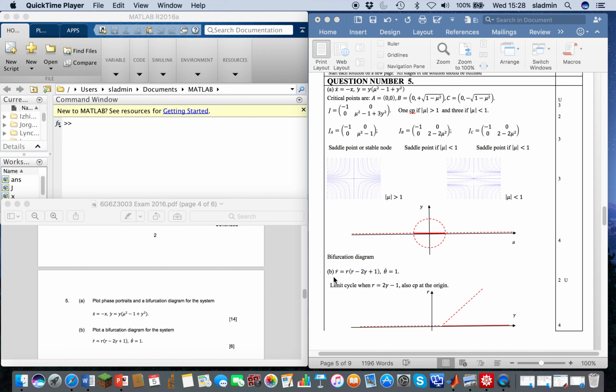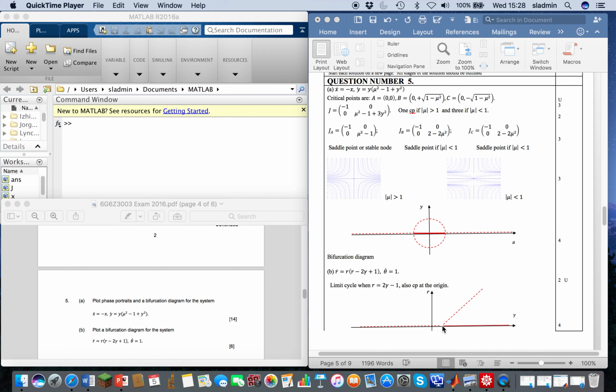For the polar system, we've got r dot and theta dot. Theta dot is 1, means that the origin is the only critical point. We know we have a limit cycle when r is equal to 2 gamma minus 1. Now, obviously, there is no limit cycle if gamma is less than a half. And we have 1 limit cycle if gamma is bigger than a half. For gamma less than a half, we can show that r dot is always positive. So that means that the critical point of the origin is unstable.